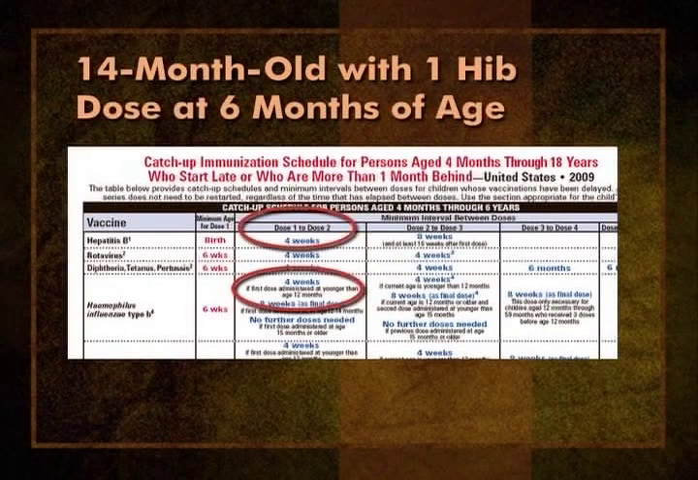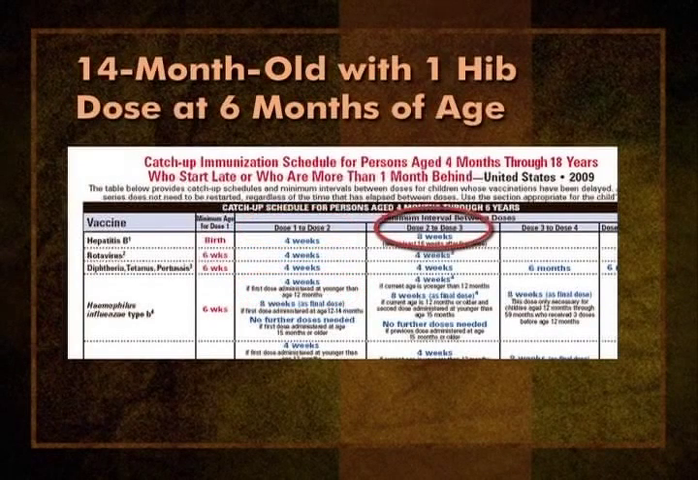Since the minimum interval has elapsed, you should give the second dose today. Next question, does the child need a third dose? To determine this, you move to the next column, labeled dose 2 to dose 3, and follow this column down to the Hib row. There are also three entries in this cell. Reading through them, you find the one applicable to your patient is the second entry.